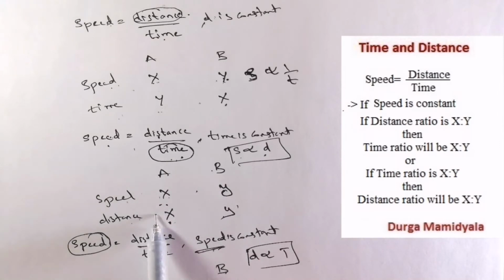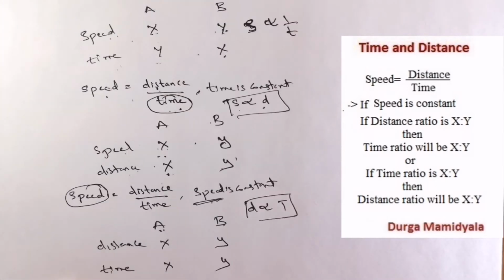This is another case. When the speed is constant, the distance is directly proportional to the time, so we have to take the same ratio as the distance. These three formulas are important while solving by the ratio method. Let us go to the problems and I will show how to solve them by using the ratio method.